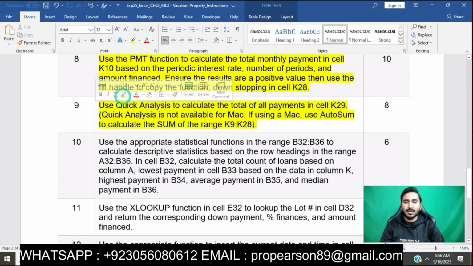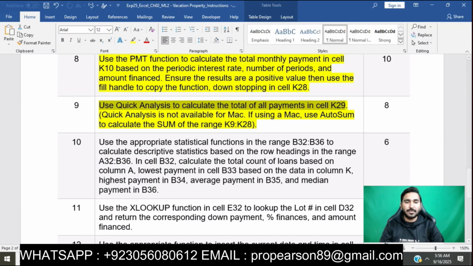Question number 9 is to use quick analysis to calculate the total of all payments in cell K29. Use quick analysis, not available. If using Mac, use AutoSum to calculate the sum of the range K9 to K28. Simply, we will go to our Excel workbook and click on cell K29. Okay, sorry, we will use quick analysis to calculate the total of all payments in cell K29.